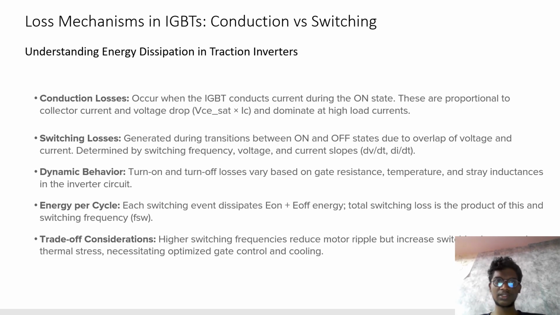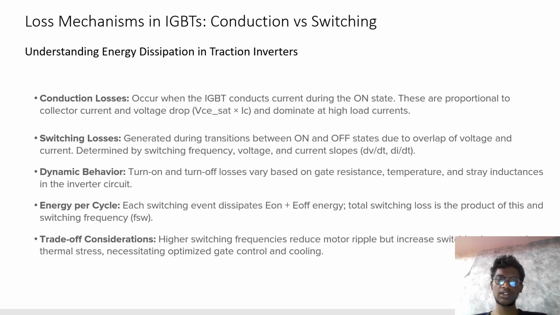Loss mechanisms in IGBTs: conduction versus switching, understanding energy dissipation in traction inverters. Conduction losses, switching losses, dynamic behavior, energy per cycle, trade-off considerations. Conduction losses occur when the IGBT conducts current during the on state. These are proportional to collector current and voltage drop and dominate at high load current.